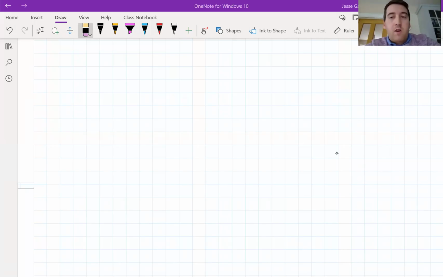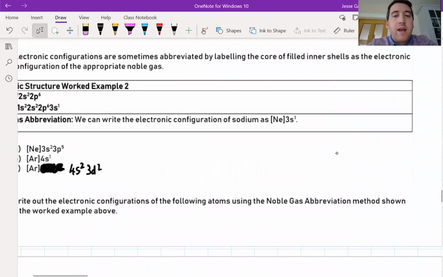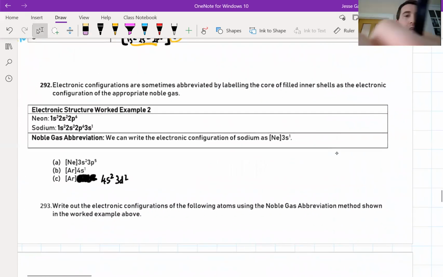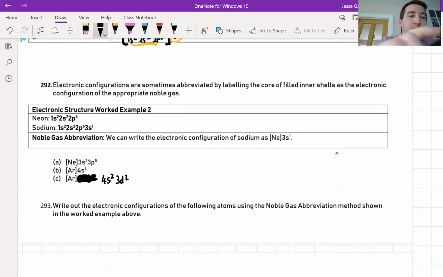In previous videos, we've learned how to write the electronic configurations for atoms of elements. We've learned a couple of exceptions to the rules, a couple of strange ones. We've learned how to write electronic configurations for ions. In this video, we're going to learn how sometimes we can see a shortened version of an electronic configuration.